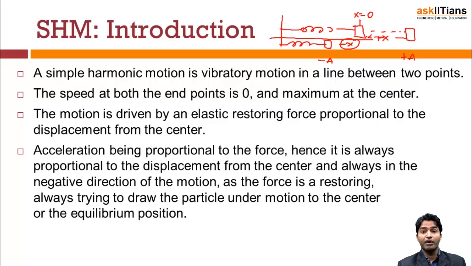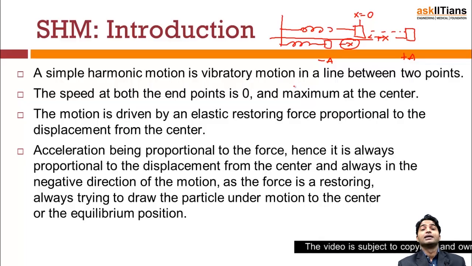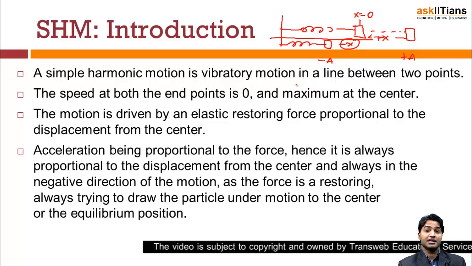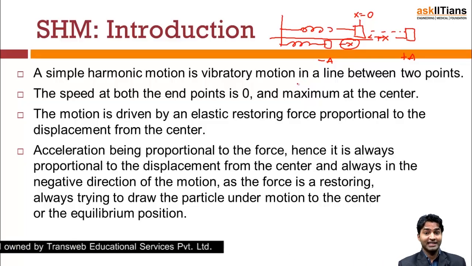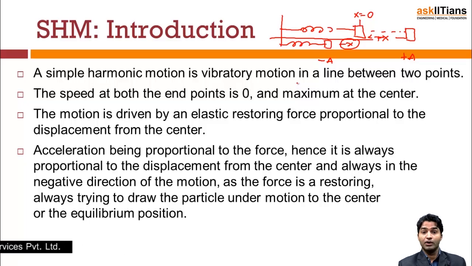Why am I using the word negative? It is just due to the restoring force. So we must understand the topics involved. A simple harmonic motion is a vibratory motion in a line between 2 positions. Another example is the simple pendulum. A simple pendulum is just an arrangement where a bob is connected with a light massless rod that executes to and fro motion about the mean position due to the restoring force.